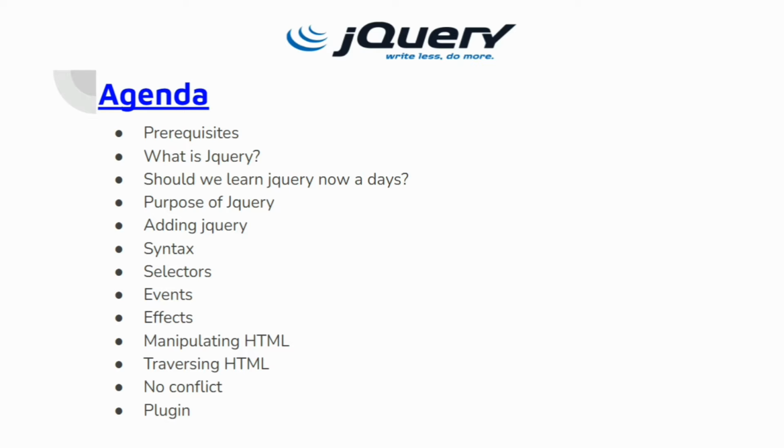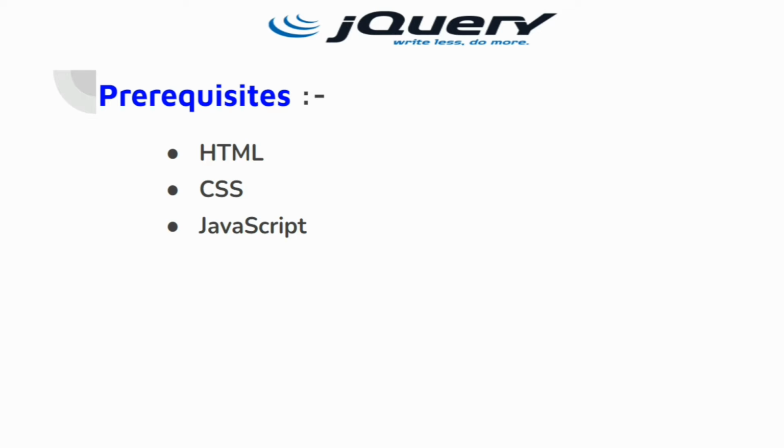Now let's talk about the prerequisites. Before starting jQuery, you must have knowledge of HTML, CSS, and JavaScript. In HTML, you should know about basic tags, and in CSS you should know about styling and selectors. And in JavaScript you should have knowledge of objects, functions, DOM manipulation, and control statements. Then jQuery is easy to learn.